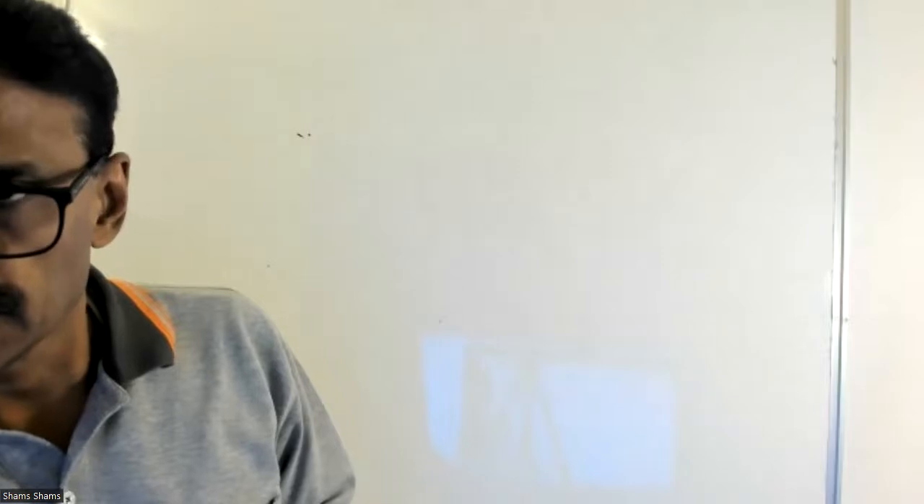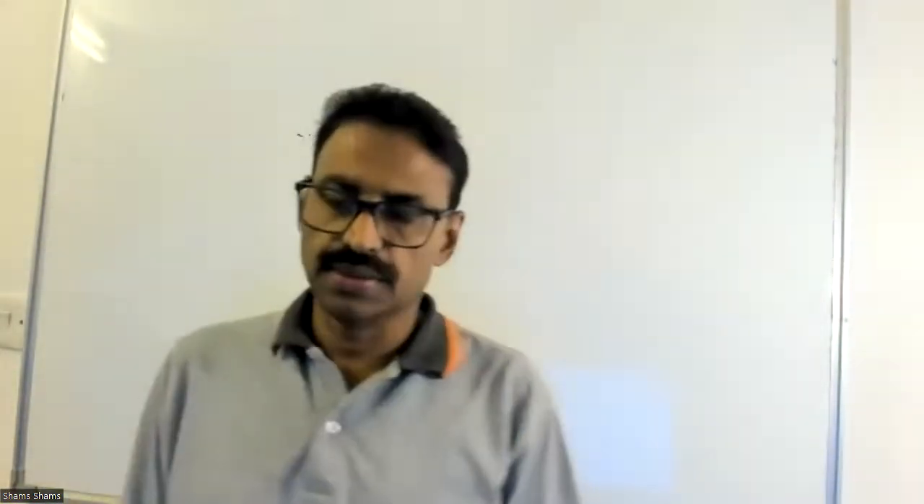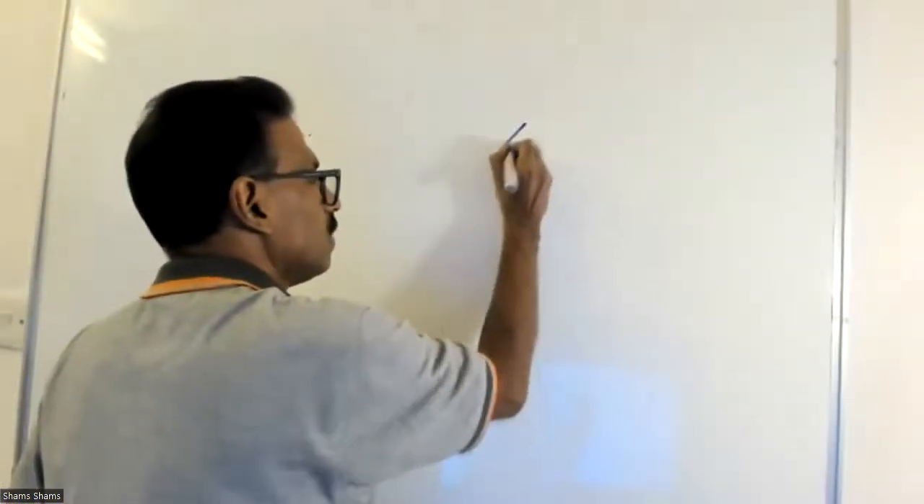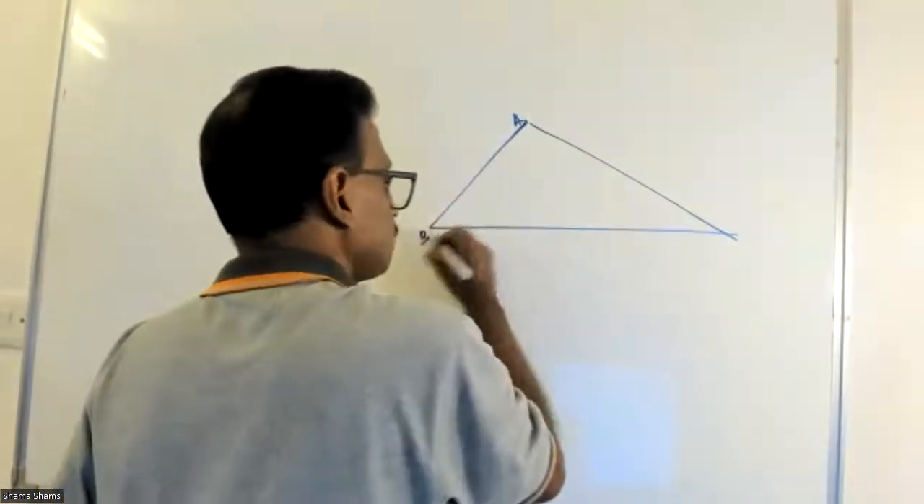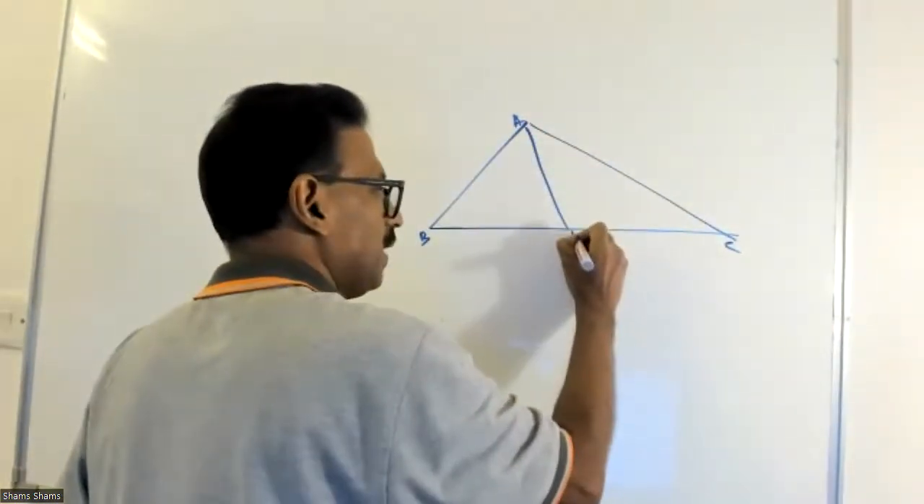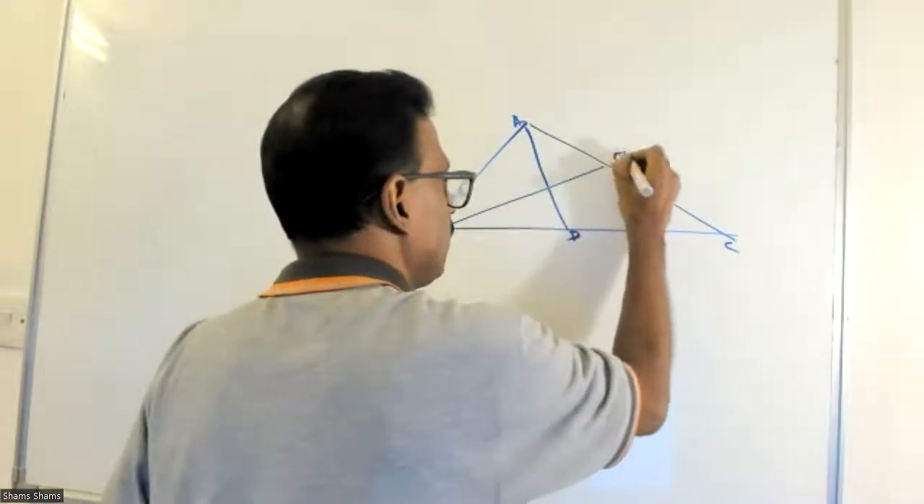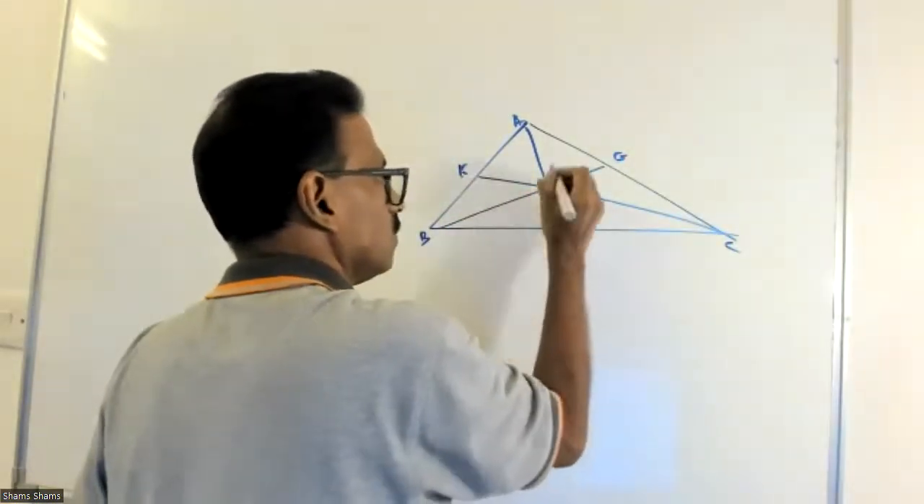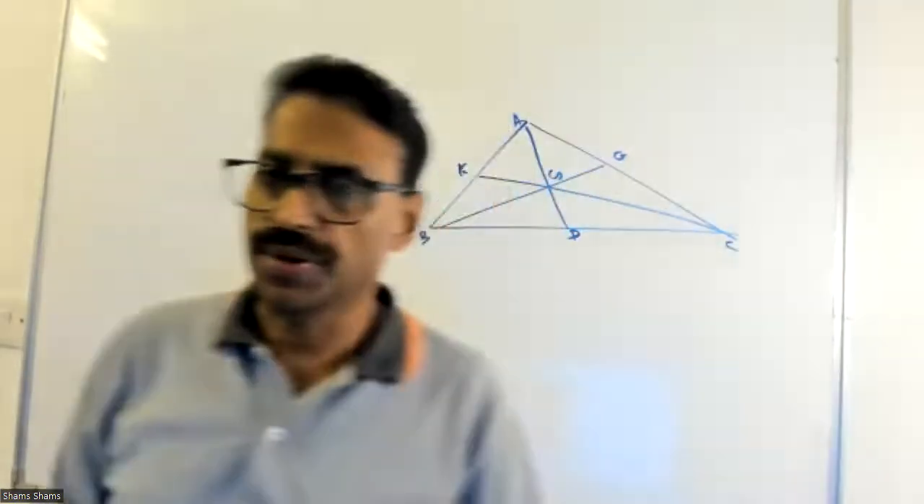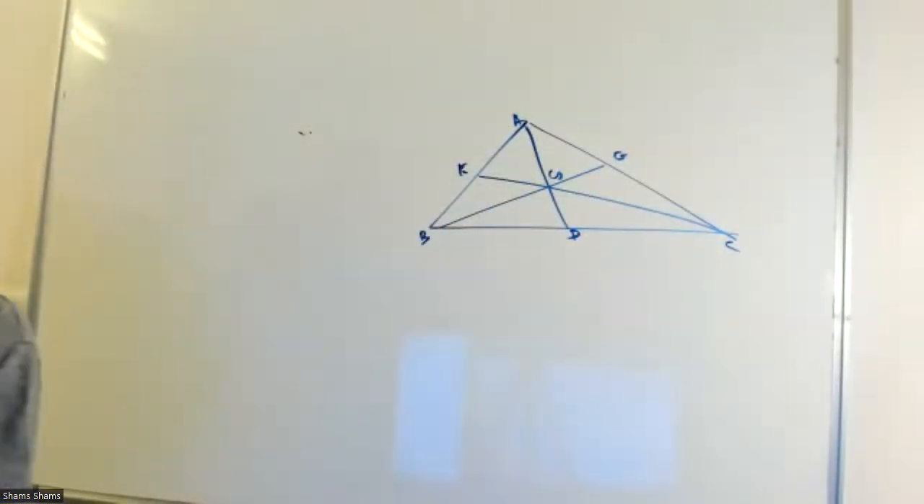Centroid is when medians intersect at a point. Yeah. Centroid is median intersecting at a point. That is correct. Okay, note down that. Centroid, medians intersecting at a point. So that means this is the first median, second median, third median. Centroid is medians intersecting at a point that is called a centroid.